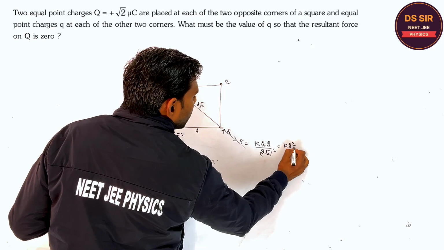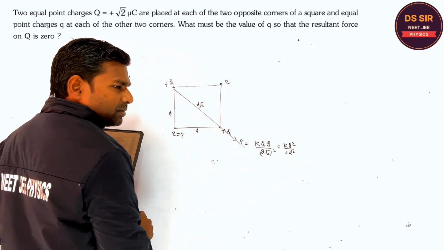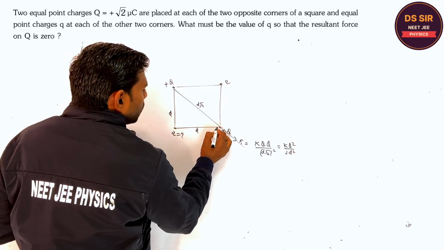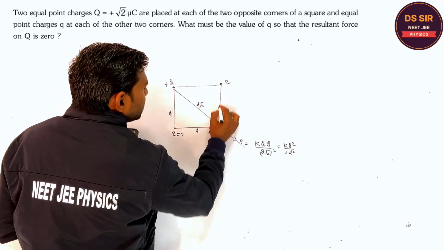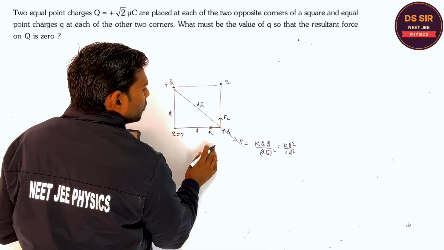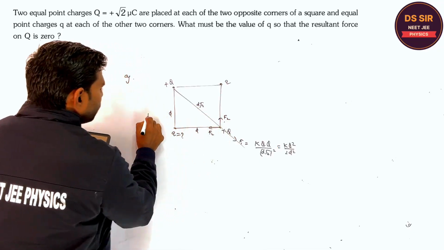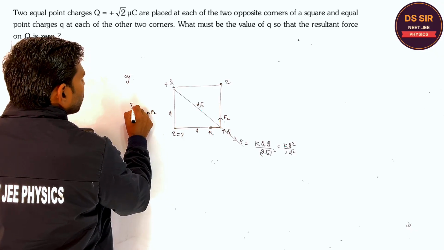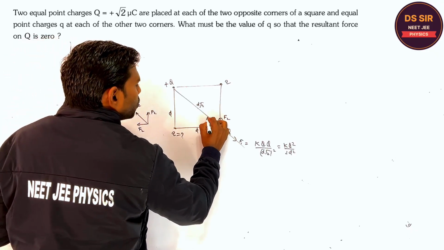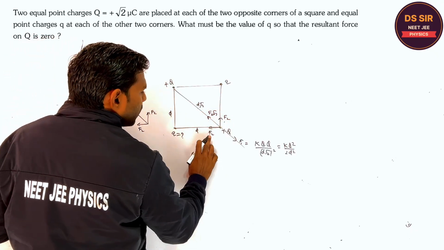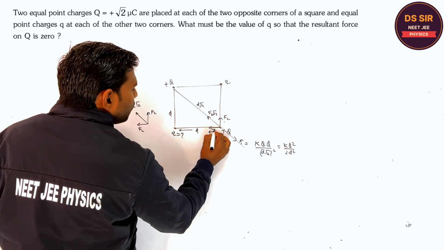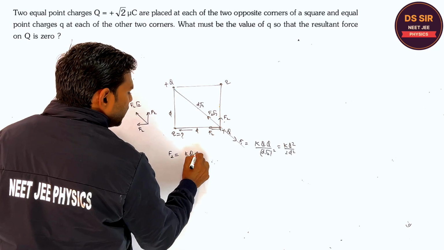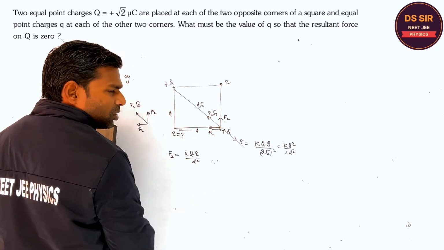This is KQ square upon 2D square, right? Yes. Now it must be the negative charge because this is the F2 and the same force is exerted by F2. So F2 and F2, if both are perpendicular, their resultant will be equal to F2 into root 2. And what is the value of F2? F2 is the force between small q and capital Q. The value of F2 is KQq upon D square. Is it clear or not?